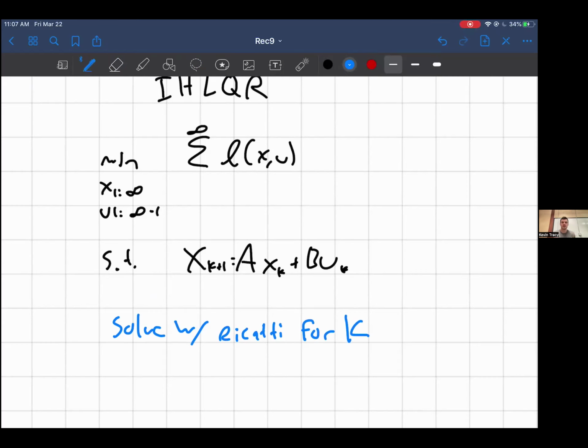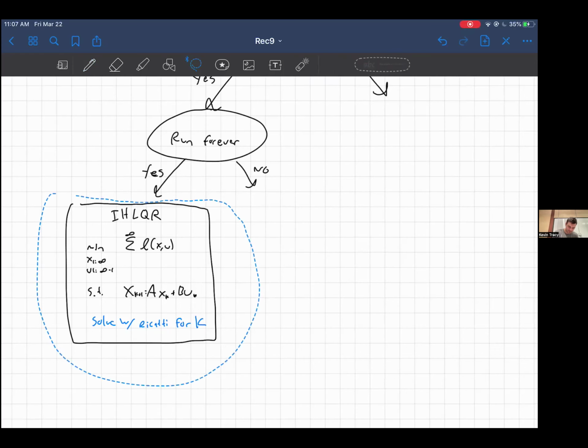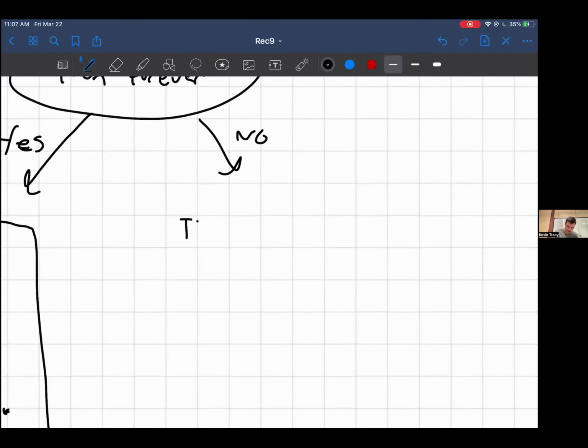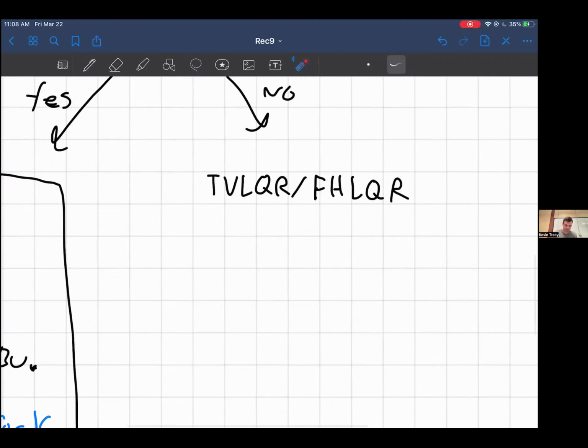So we solve this with Riccati, we get K. This is our first and arguably most useful of the LQRs. Now, if I'm not running it forever, then I have time varying LQR, which is the exact same as finite horizon LQR. The only difference between these is that time varying implies that I have different A's and B's for each time step, and finite horizon just implies we have the same A and B.